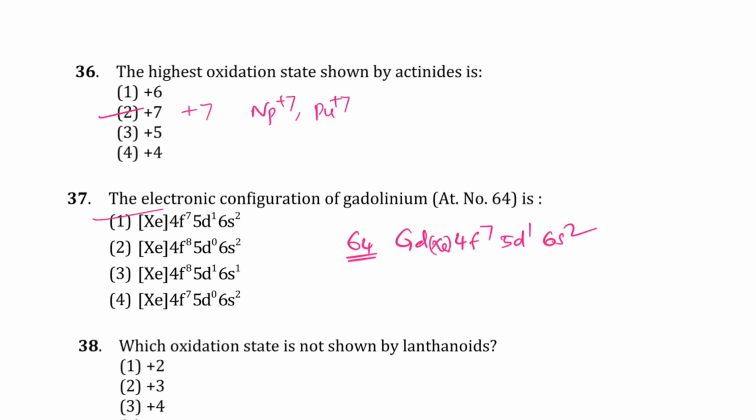38. Which oxidation state is not shown by lanthanides? Lanthanides generally show plus 2 and plus 4, but plus 3 is the more stable, common oxidation state. Other than this, plus 6 is not shown. So the fourth option.